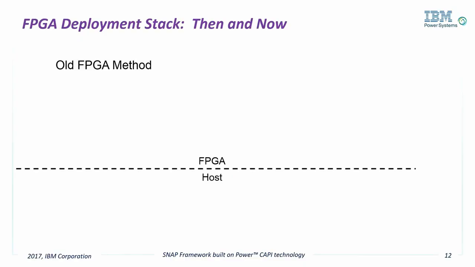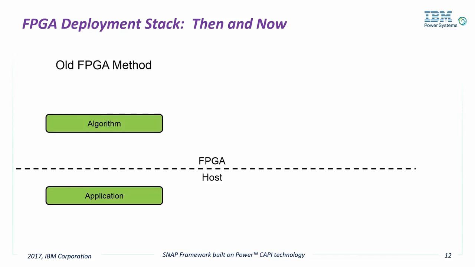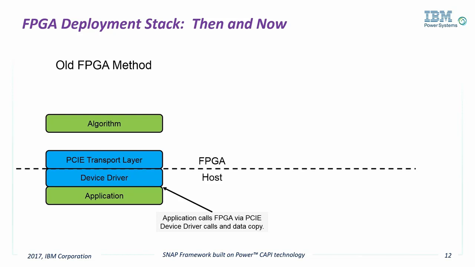Most of the rest of our education series will focus on the CAPI Snap development process. So a final look at the advantages of CAPI Snap versus the old model of PCIe attached accelerators. In the old method, you have the application and the accelerator in your server stack. In order to call the accelerator in the old model, the application must call the accelerator via a PCIe device driver, which entails many non-coherent copies of the data and a long code sequence.